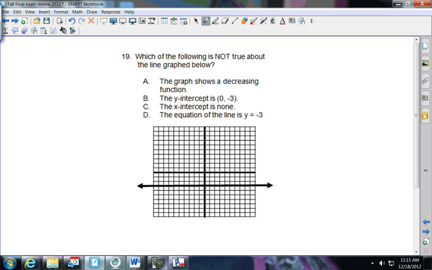Number 19 again. Which of the following is not true about the line graph? The graph shows a decreasing function. Wait a minute. This line right here. Is that line increasing or decreasing? What type of line is that? It's a horizontal line. A horizontal line is not increasing and it's not decreasing. This is false. It says the x-intercept is 0, negative 3. Sure enough is. The x-intercept is none. Does it cross the x-axis? No, so this is true. The equation is y equals negative 3. This is true. Your answer should be A.